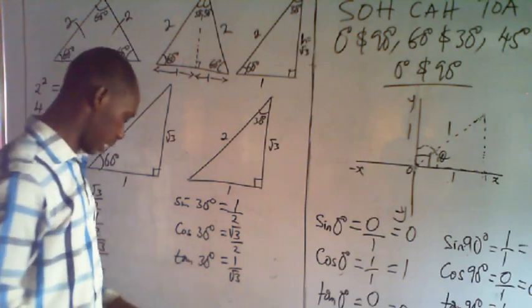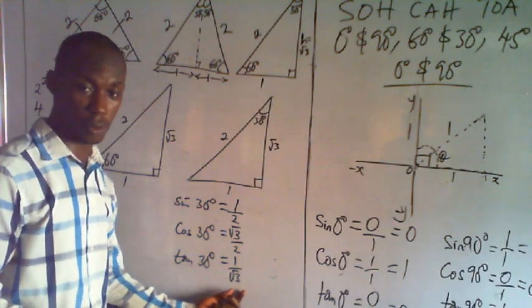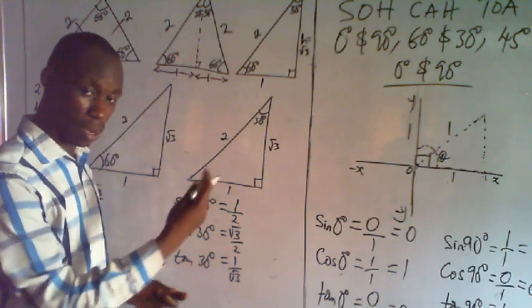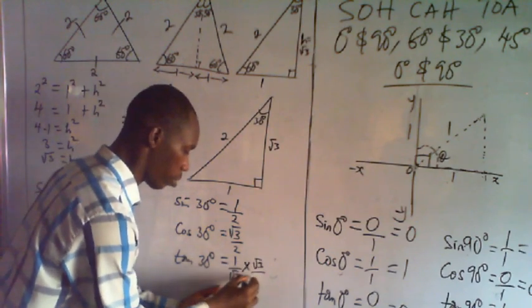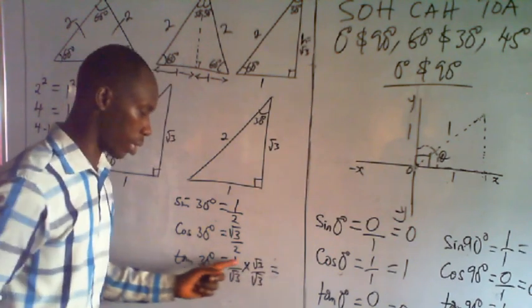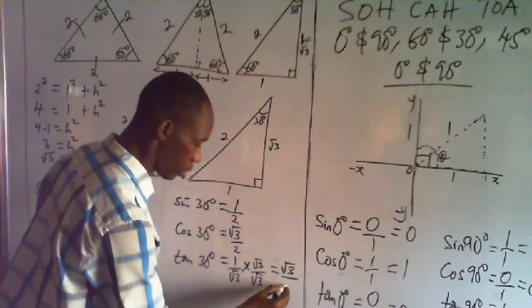We could take this as the value, but knowing that it's not good for a surd to be in the denominator, we rationalize by multiplying numerator and denominator by the surd. And this is root 3 over root 3. And 1 times root 3 will give us root 3. Root 3 times root 3 is 3.